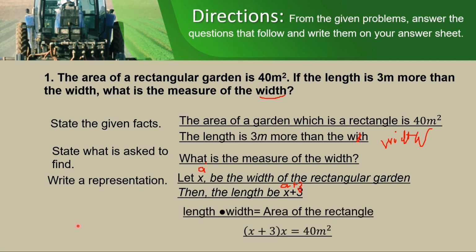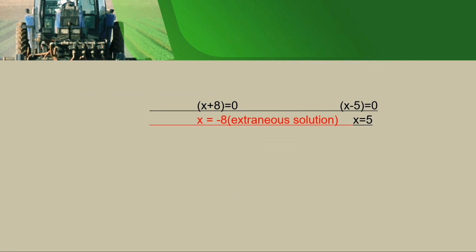Okay, we have to carry out the operation of multiplication. Since the area is obtained by length times width, we have x plus 3 times x is equal to 40 square meters. Then we have to equate the factors to 0. So what are the factors of your equation? Yes, so we have x plus 8 is equal to 0 and x minus 5 is also equal to 0.